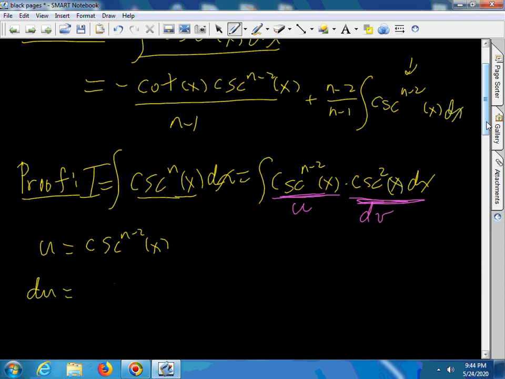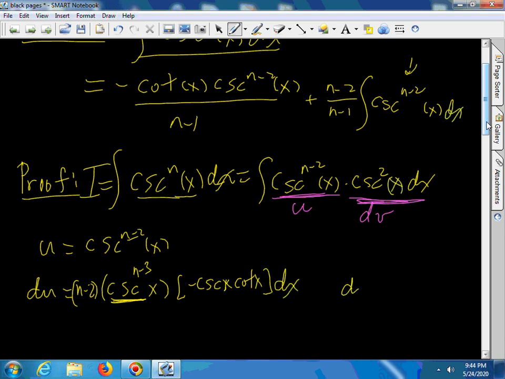So du is, well, you have cosecant of x, and you're raising it to the n minus 2 power. So to take the derivative or the differential, you bring down the power, you make the new power 1 less, and then you multiply by the derivative of what's inside, which is negative cosecant x times cotangent x times dx. Alright, now dv is cosecant squared of x dx, and then v would be negative cotangent of x.